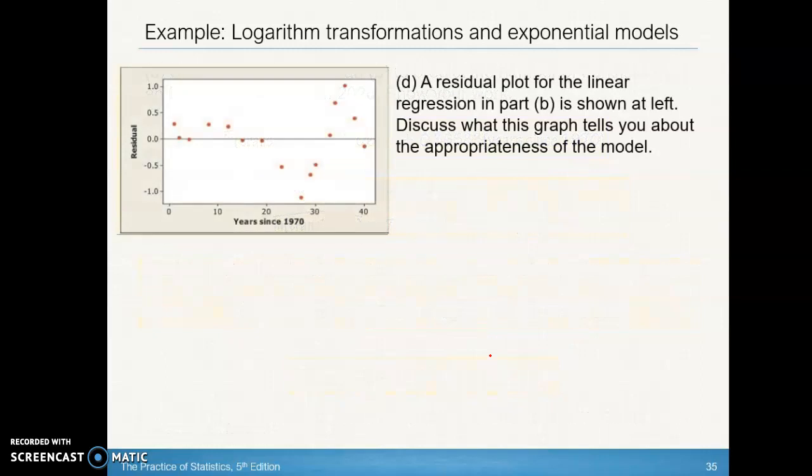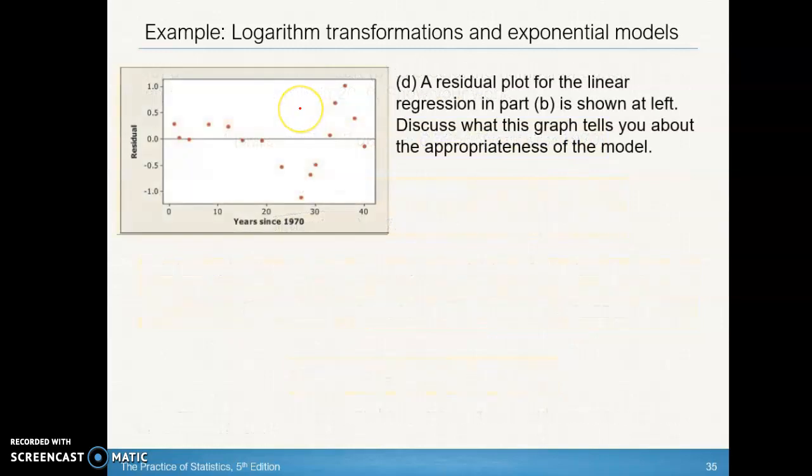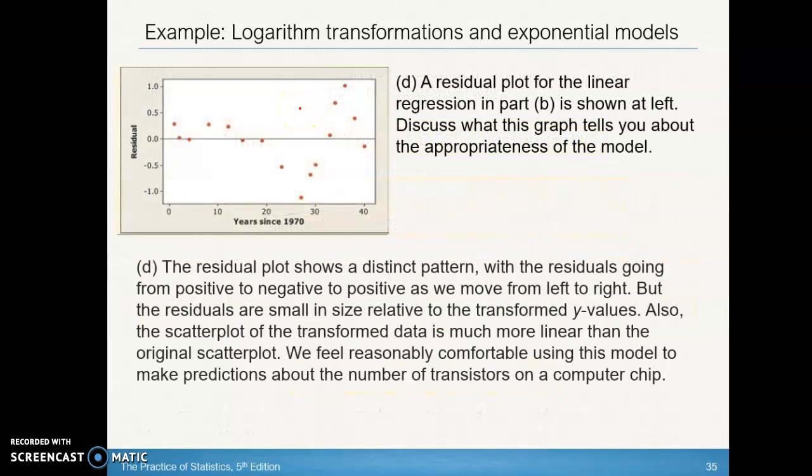Then if we take a look at the residual plot for the regression in part B, the residual plot of this equation right here shows that it's randomly scattered above and below the y-axis. Therefore, we are reasonably comfortable making predictions using the linear regression model.